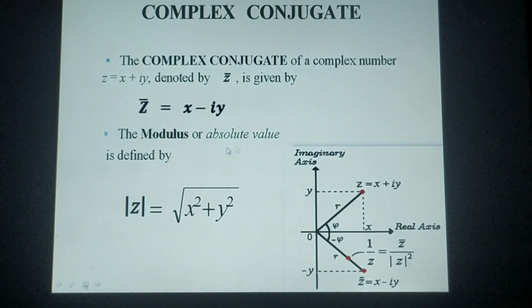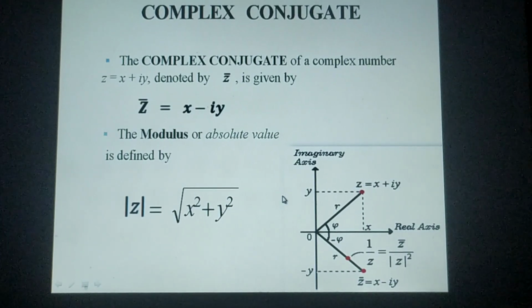Modulus or absolute value of a complex number. If z = x + iy, then the modulus of the complex number, |z|, is equal to the square root of x squared plus y squared. Let's see this in the figure.